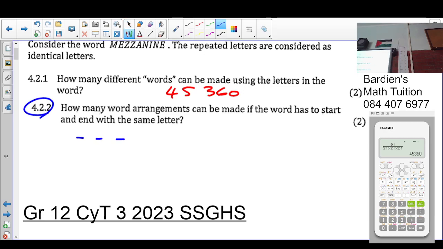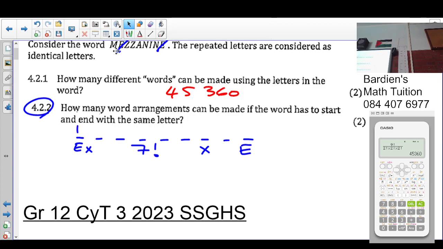There are 9 letters. 1, 2, 3, 4, 5, 6, 7, 8, 9. So it could start with an E and end with an E. If it does that, the E's are out, which leaves us with 7 letters. So this is going to be 1 for the E there and 1 for the E here. So it's 7 factorial over the Z's, which are repeated, times the N's that are repeated.